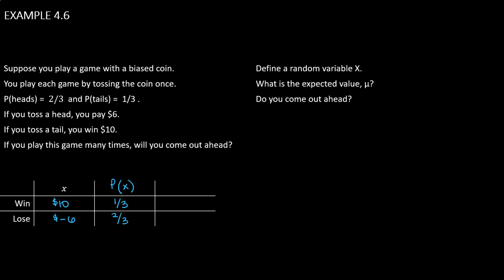Once we have our variable values and our probabilities for each variable value, we can calculate the expected value by multiplying x times the corresponding probabilities. Then we'll add up those products. Mu, our expected value, is 10/3 plus a negative 12/3, and that sum is negative 2/3, which in terms of money is about 67 cents.